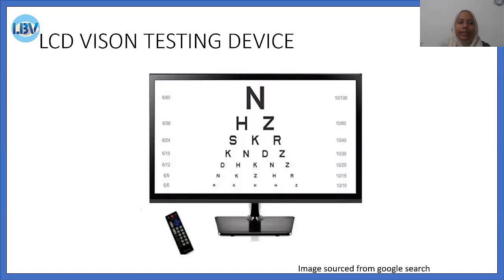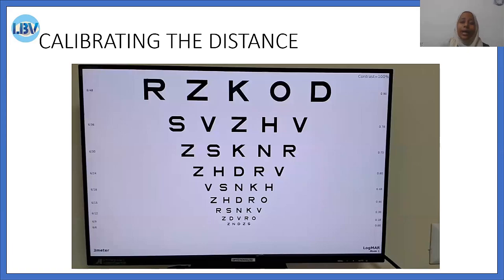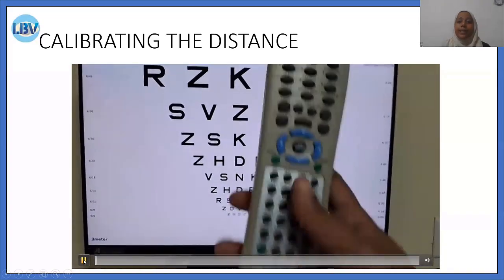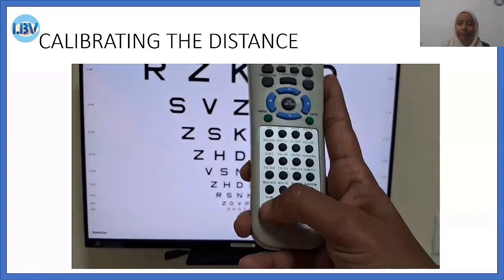This is something a must-have in a clinic, an LCD vision testing device. Why do I say it is a must-have? Because in this single LCD vision testing device, you have multiple options. You have the Snellen chart, you have the logMAR chart, you have a single row chart in which all the letters are written in a single row, and you have a single column chart in which all the letters are written in a single column. So I have kept a video here to take you through the options of this LCD vision chart and why it is a must-have chart.